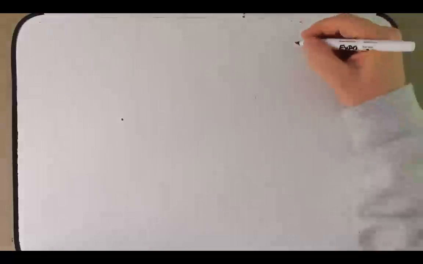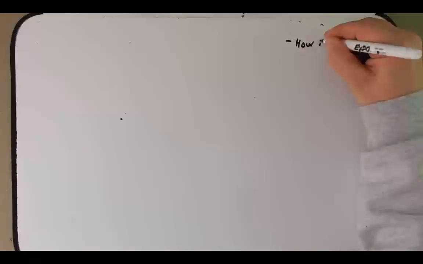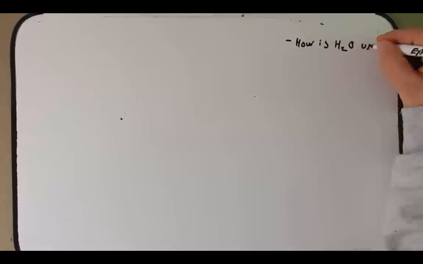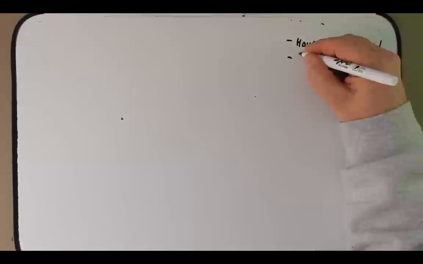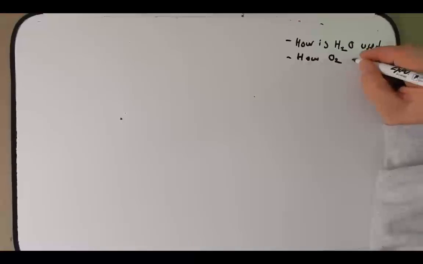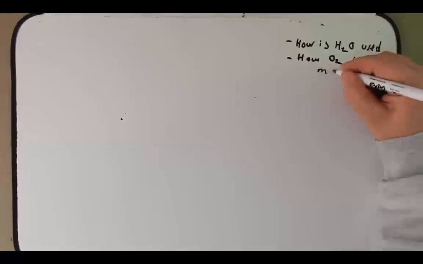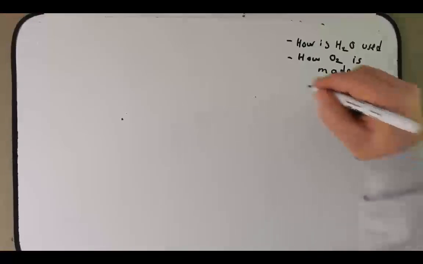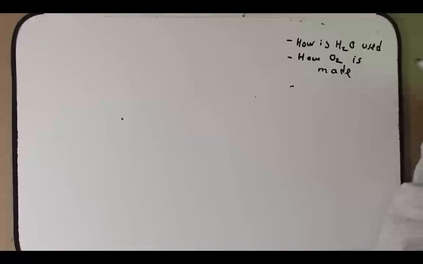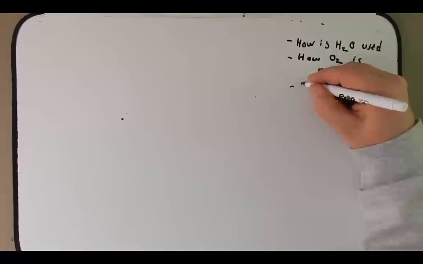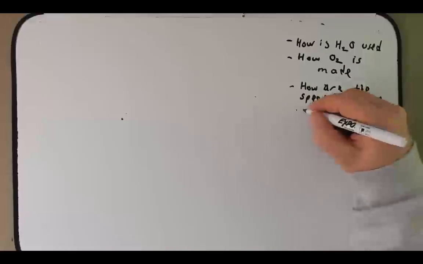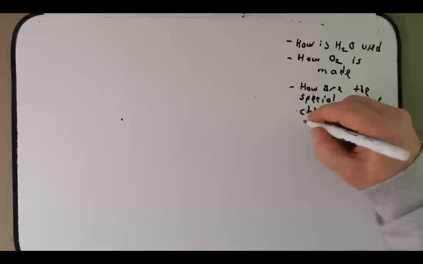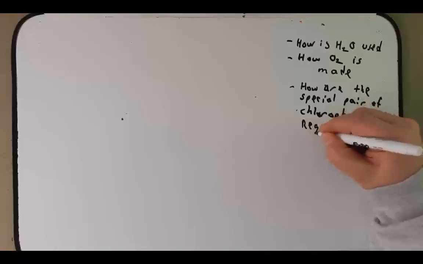So remember, there are three things we want to talk about. First is, how is water used? Because we said in the photosynthetic equation that water was important. We want to talk about how oxygen is made, because that is a product of photosynthesis, and we said it was the product of the light reactions. And this last thing I want to talk about is how the special pair of chlorophyll is regenerated. And I'll explain that in just a moment.